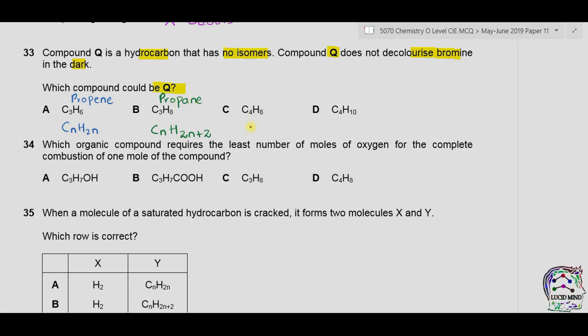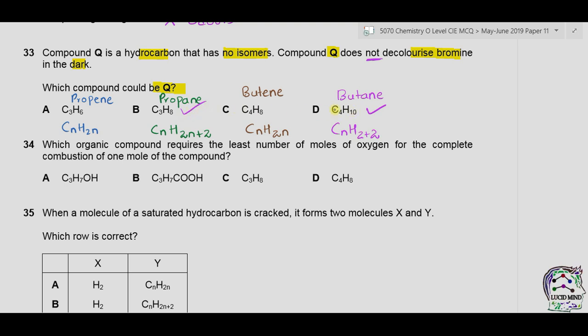Similarly, C4H8 is alkene as its general formula is CnH2n, and 4-carbon alkene is called butene. 4-carbon alkane is butane, as its general formula is CnH2n+2. Now in the question it says compound Q does not decolorize bromine in the dark. Only alkene can decolorize bromine in the dark. So therefore it is not alkene, it is alkane. So it could be butane or propane.